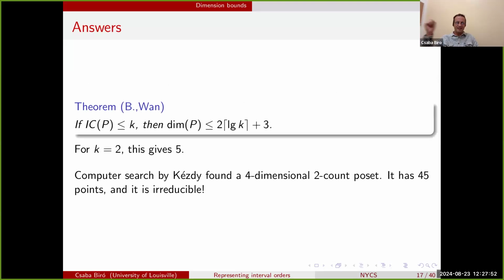So now we know basically that the best bound here for k equals 2 is either 4 or 5. We don't know which one.